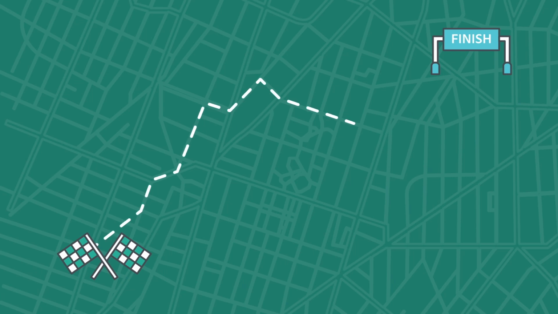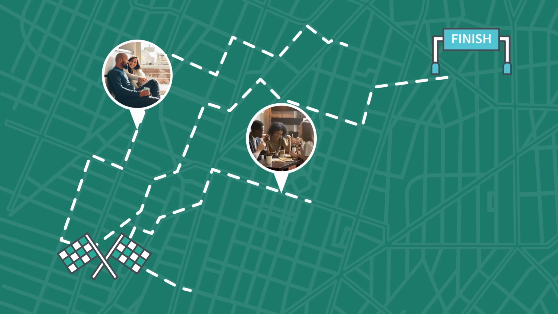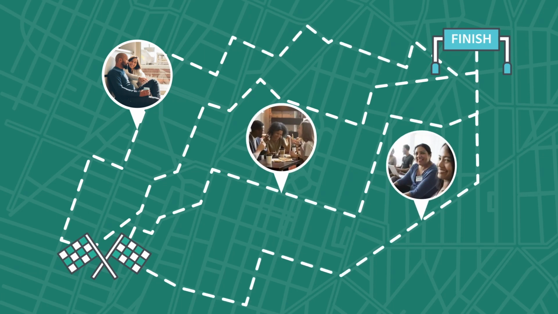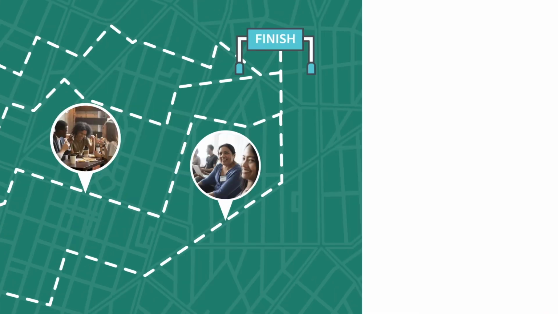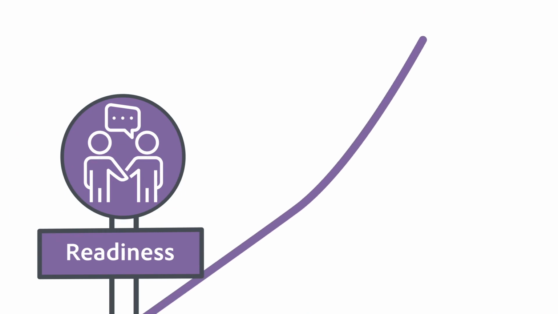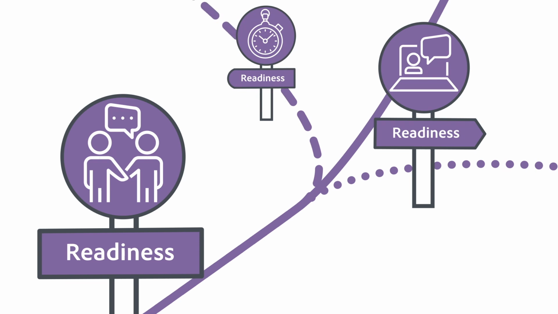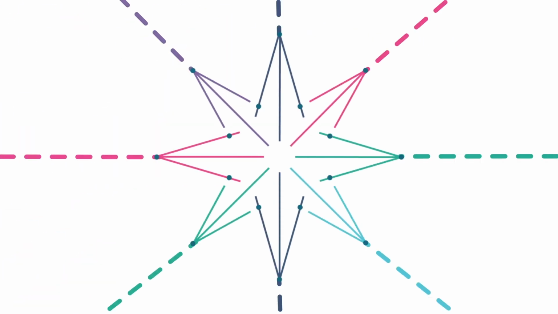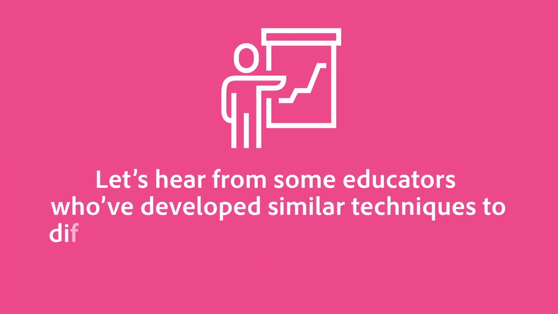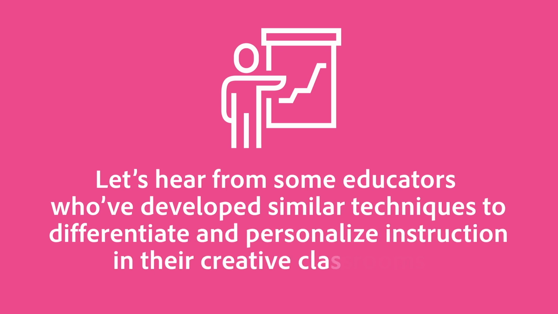If an instructor sees their students getting stuck learning to interview each other in class, they might let students go off campus and interview family, friends, or community members outside of class. You can give students opportunities to collaborate or work on their own, use video or audio, or have extra time. These options create lots of ways for different learners to reach their destination. Let's hear from some educators who've developed similar techniques to differentiate and personalize instruction in their creative classrooms.